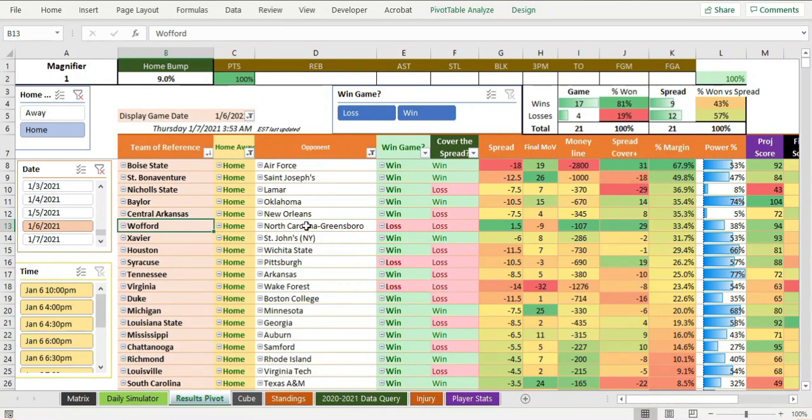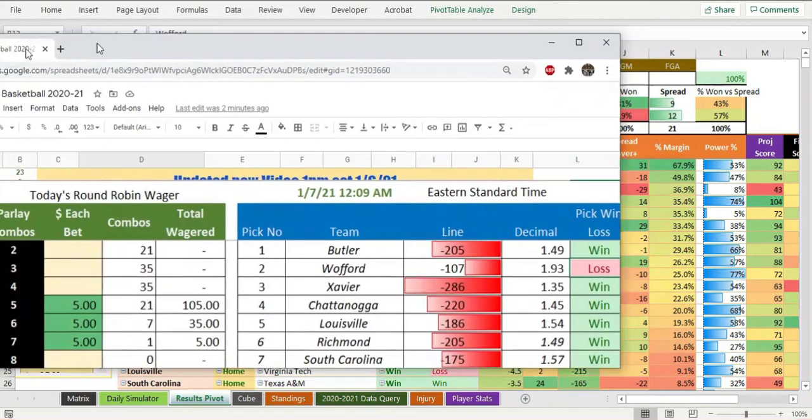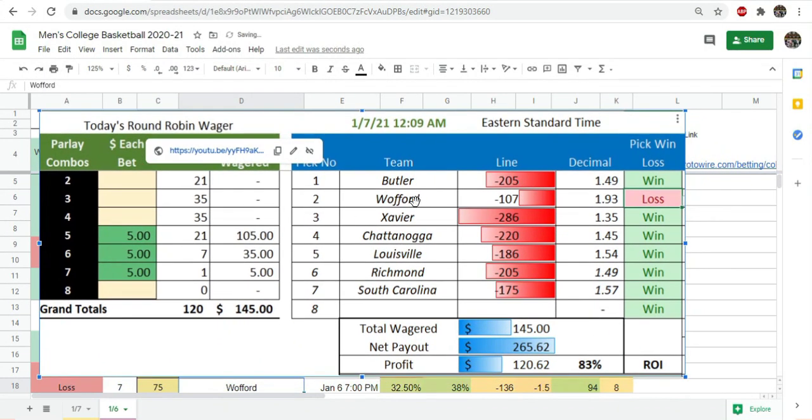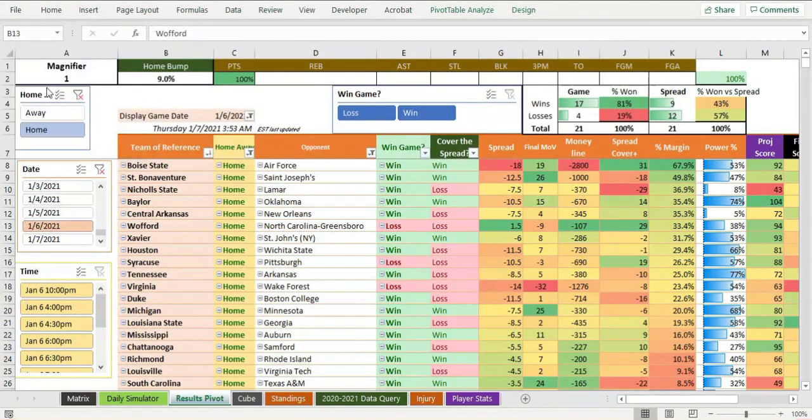And so that's why I built the algorithm to tell me what to do. It's the whole point of this thing. This thing that I built teaches me how to bet to win. That's the point of this. Point is, I made a bet and I won my bet, even though I lost the pick of the day. I did lose with Wofford. I had them lost, but everybody else won. Butler, Xavier, Chattanooga, Louisville, Richmond, South Carolina. They all won. Those were the lines.